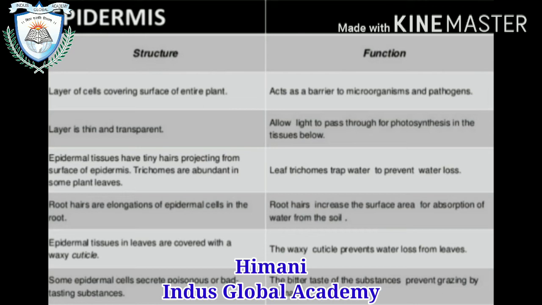Now the function, it acts as a barrier to microorganisms and pathogens. It also allows light to pass for photosynthesis in the tissue below. Leaf trichomes trap water to prevent water loss. Root hair increases the surface area for absorption of water from the soil.